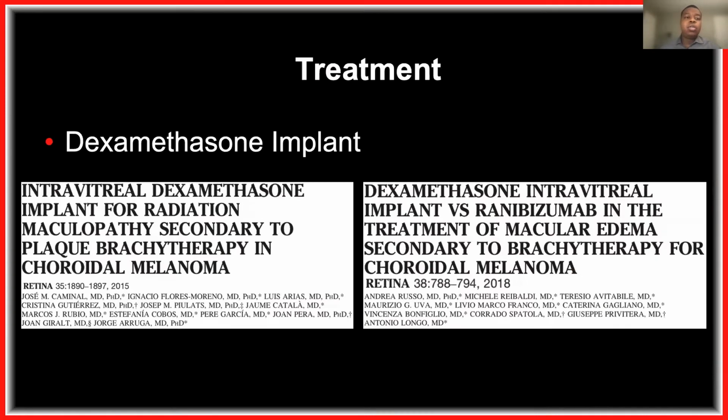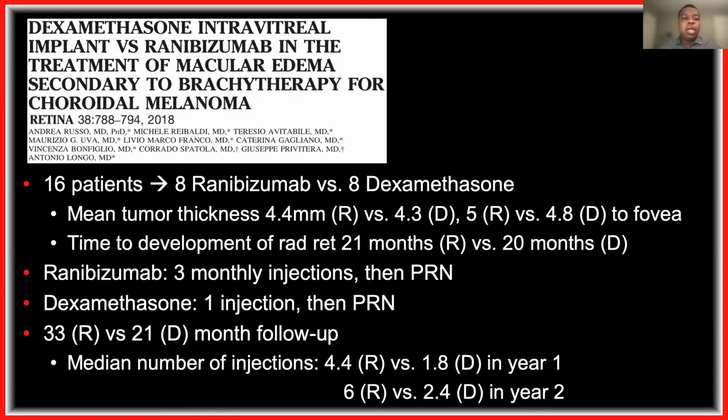Well, people have also looked at steroid injections to see if that would be of any benefit. And in particular, this study compared ranibizumab versus dexamethasone or a Ozurdex implant to see if there would be any difference between the outcome for the patients.